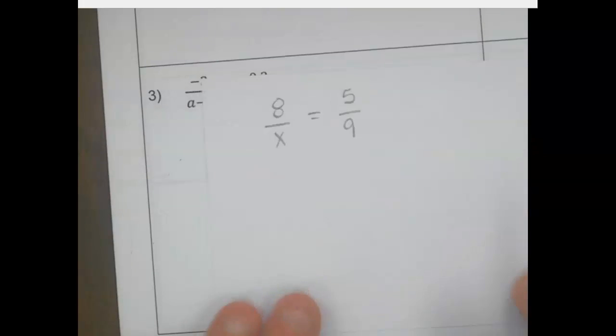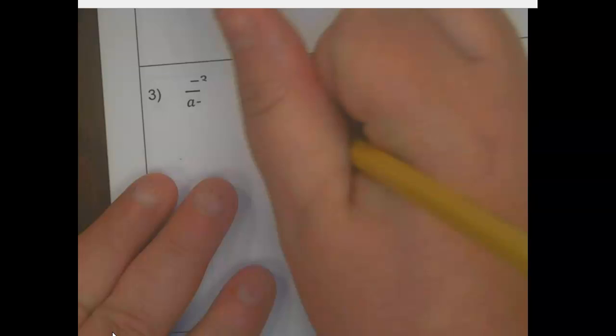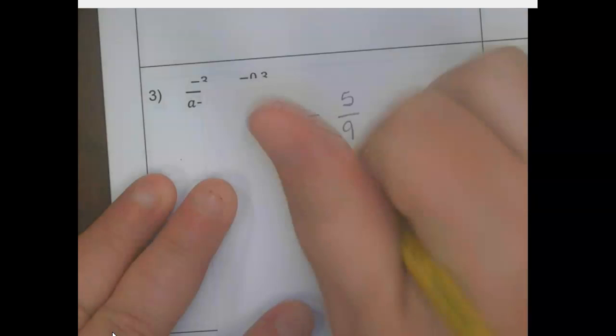How would we have solved for x on this one? How would we have solved this? Would you multiply? Multiply what? The 8. Yeah, the 8 to both sides. Thank you. We would have cross-multiplied. To solve this one, you should have cross-multiplied.